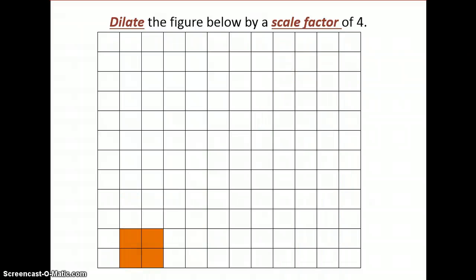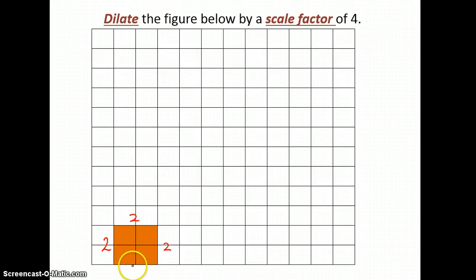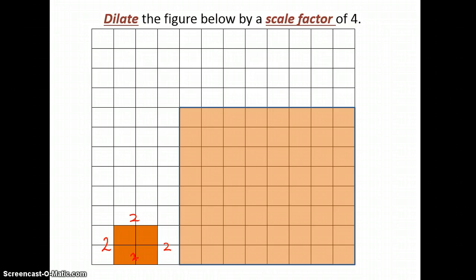Let's look at one more. If I wanted to dilate this figure by a scale factor of 4, I would simply take each side of the square. Each side has a length of 2, and I would multiply each of those sides by 4. So 2 times 4 is 8. 1, 2, 3, 4, 5, 6, 7, 8. So I've enlarged my square by a scale factor of 4 by multiplying each side by 4.